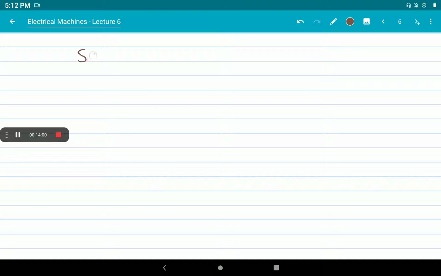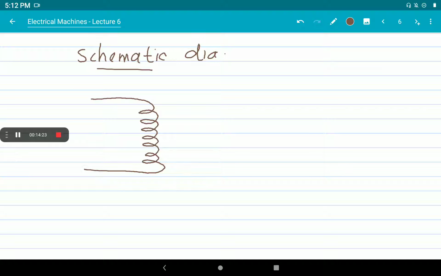Okay, schematic diagram. A schematic diagram means an electrical representation of a single phase transformer. We know that a single phase transformer has 2 windings. So I am not representing the core here, only the windings. To represent the core, I will put 2 lines vertically here. Normally in a schematic diagram we represent the core by 2 lines, and another winding is the secondary winding.